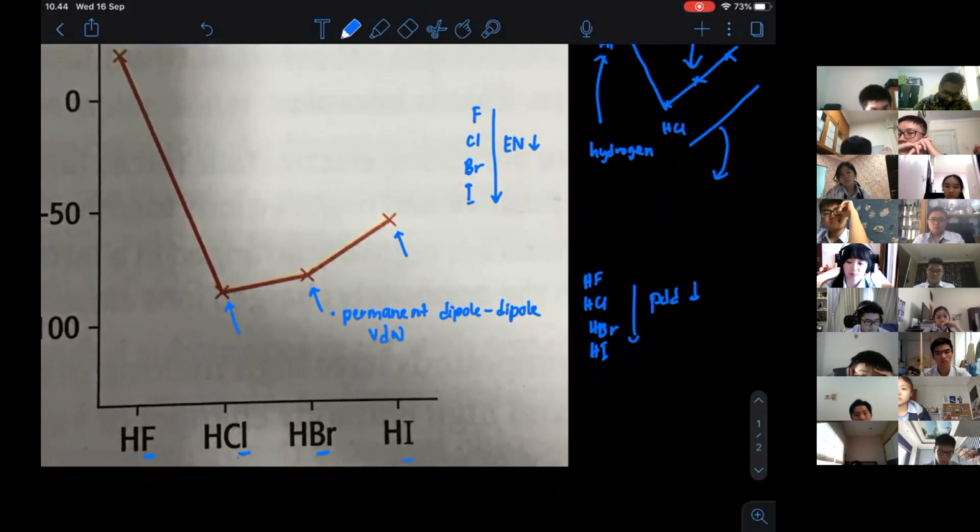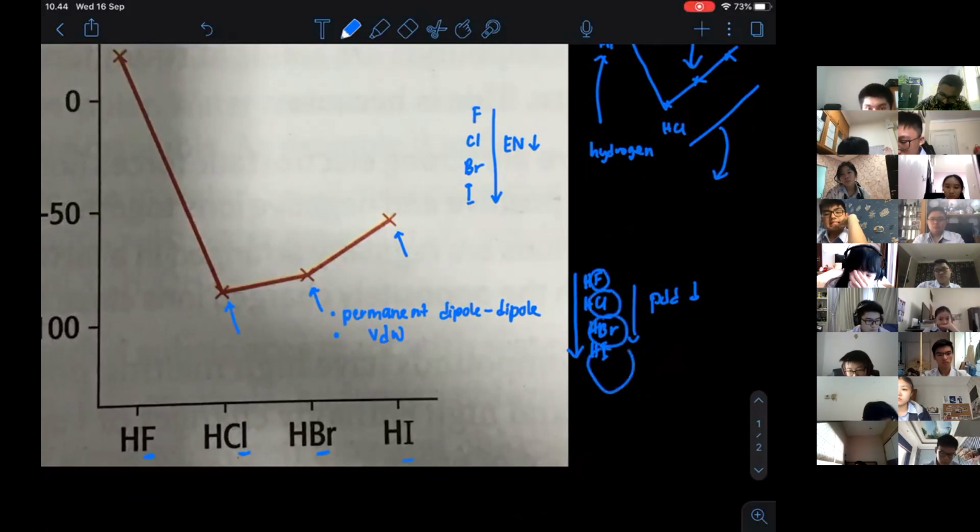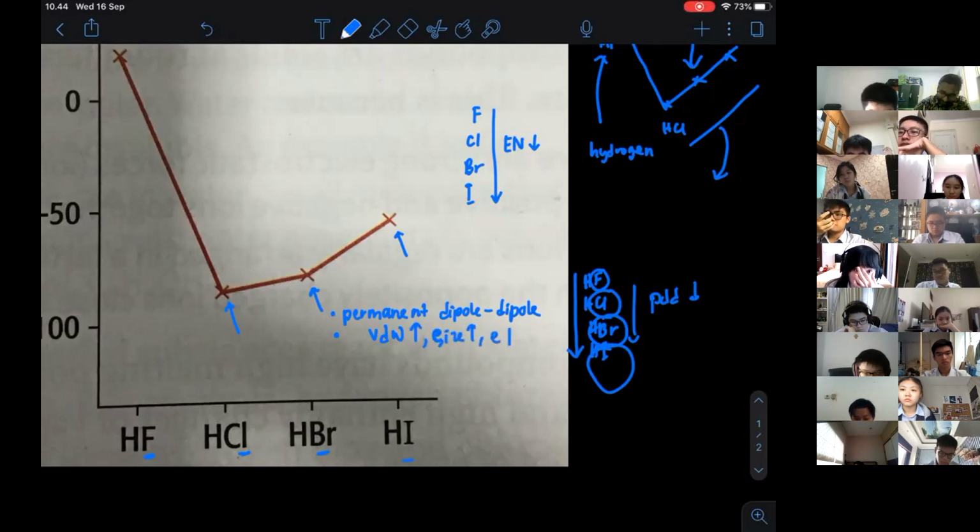Even though there are two types of forces existing for these polar molecules, the VDW will explain that the size is actually increasing when you go down the group. Yes, the H remains the same, but the size of these molecules is getting bigger and bigger. When they get bigger, your van der Waals forces increase. So generally the size increases, and when size increases, the number of electrons increases. So we can say the boiling point increases.